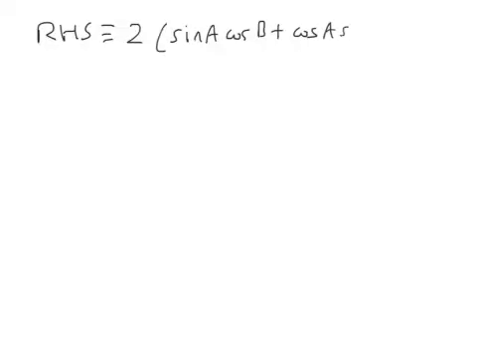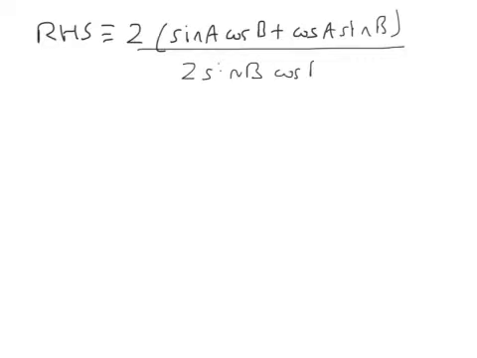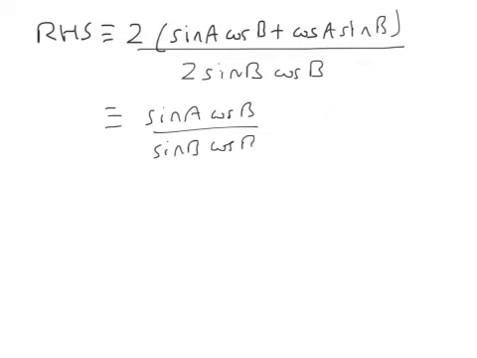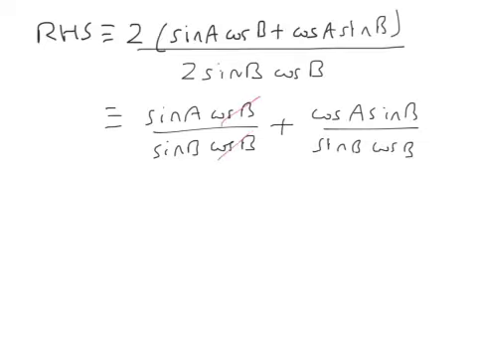In part C, again I think it's worth starting with the right hand side. 2 sine A plus B, that's 2 sine A cos B plus cos A sine B. And then sine 2B is 2 sine B cos B. So the 2's cancel out, so it's sine A cos B over sine B cos B, and then it's cos A sine B over sine B cos B. So cos B divided by cos B is 1, sine B divided by sine B is 1, and then we've got sine A over sine B.